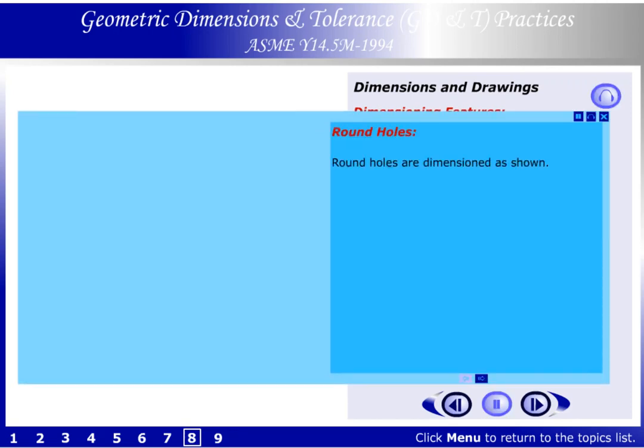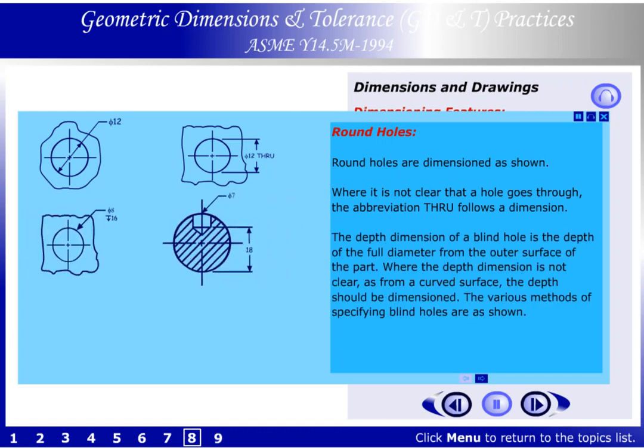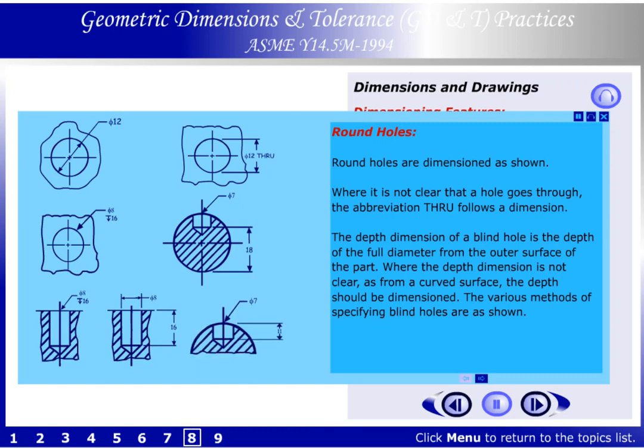Round holes. Round holes are dimensioned as shown. Where it is not clear that a hole goes through, the abbreviation THRU follows a dimension. The depth dimension of a blind hole is the depth of the full diameter from the outer surface of the part. Where the depth dimension is not clear, as from a curved surface, the depth should be dimensioned. The various methods of specifying blind holes are as shown.